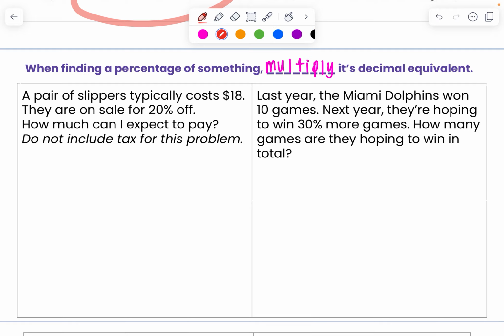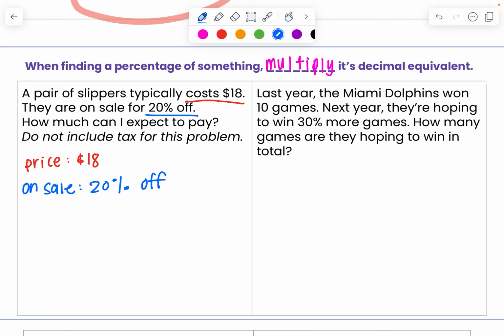So we've got a couple pieces of information that we need to decipher. Information number one is we have the price, right? So we know that the price of the slippers right now is $18. We also know that they're on sale for 20% off, right? And so here's my percentage. I'm going to need my decimal equivalent for 20%. So we know it's the part divided by the whole, and that's going to give me 0.20 in my calculator.